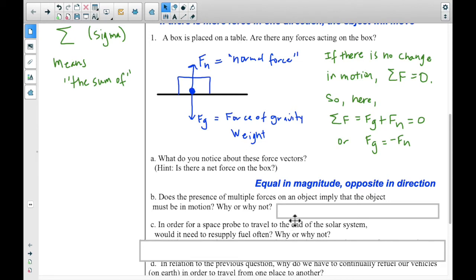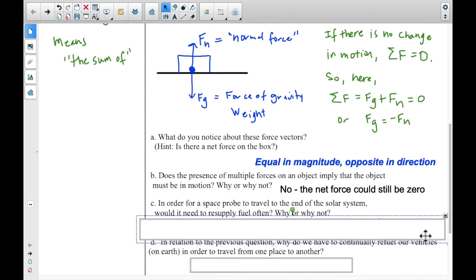Does the presence of multiple forces on an object imply that the object must be in motion? Well, let's look at our example. We have multiple forces, more than one. Does that mean it's going to be moving? No, because the net force could still be 0, which it is in this case. If the net force is 0, then it's just sitting there.